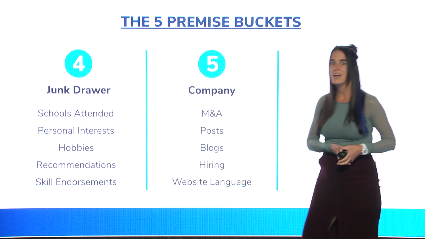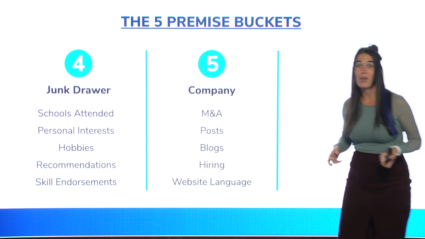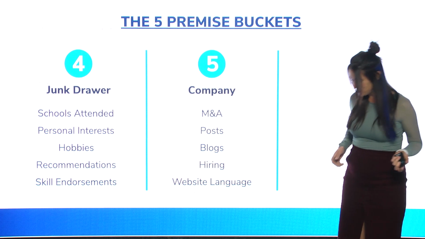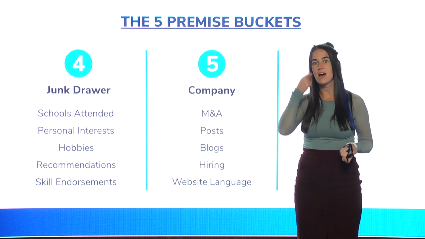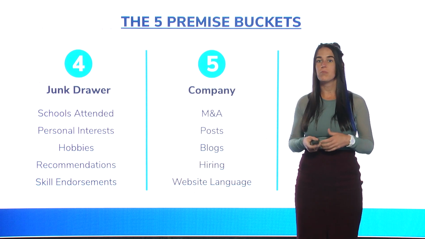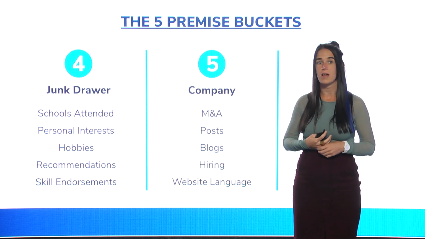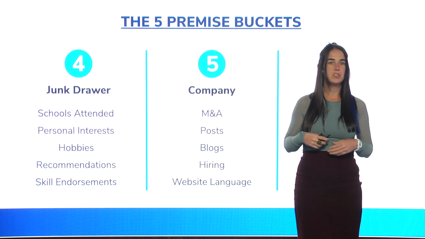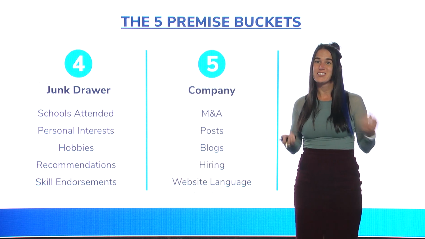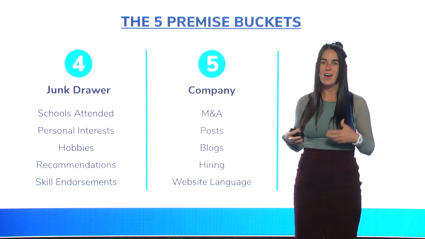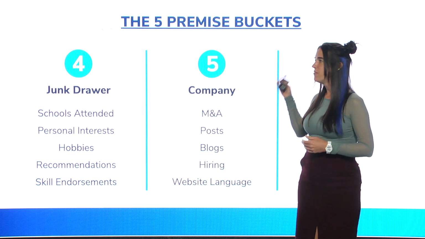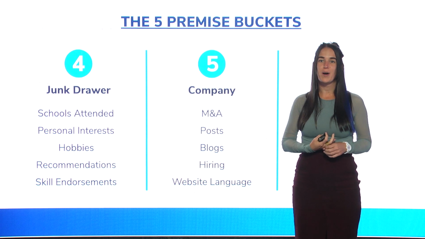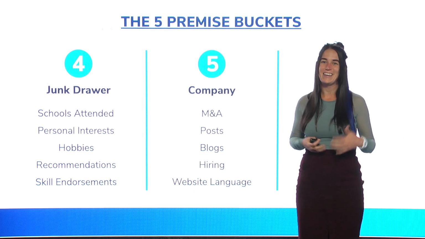Bucket number 4 is going to be what I affectionately call the junk drawer. Now, what's the junk drawer? The junk drawer is going to be things that your prospect has done that don't relate back to their work life. So schools attended, personal interests, hobbies, recommendations, and skill endorsements are a part of that. Those do relate a little bit to work, but they're a little bit lighter in nature. But effectively, the junk drawer is anything about your prospect that's a little more fun and kind of niche.